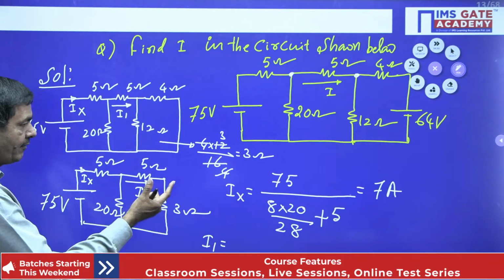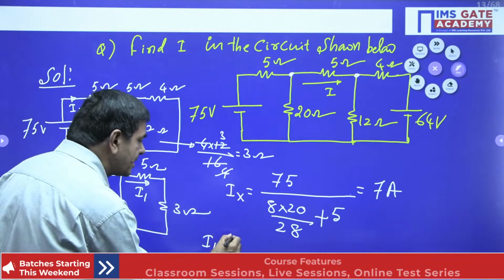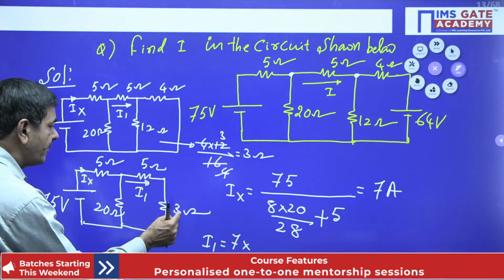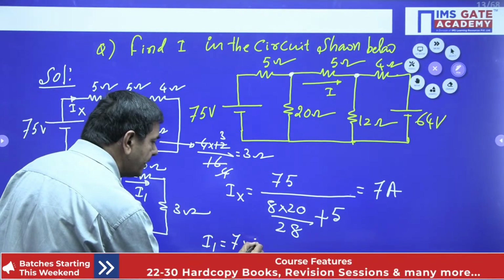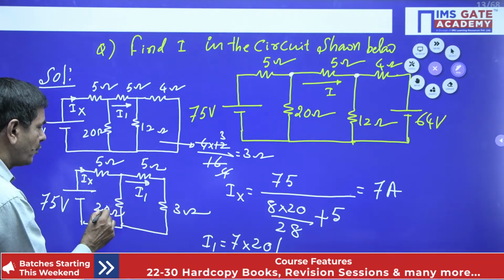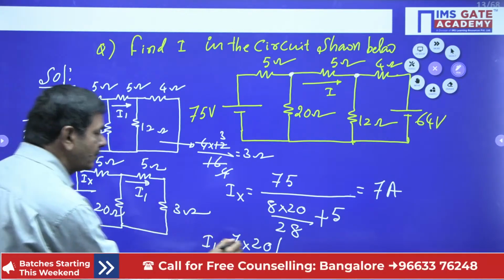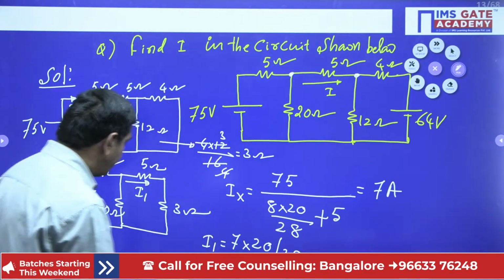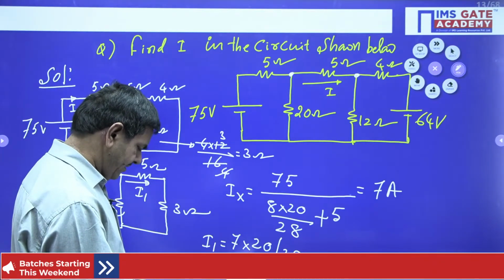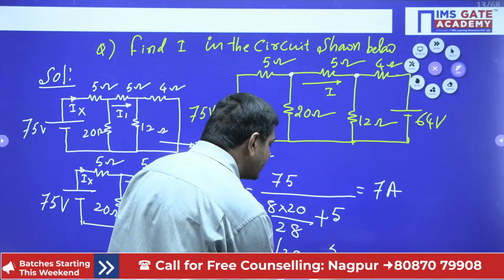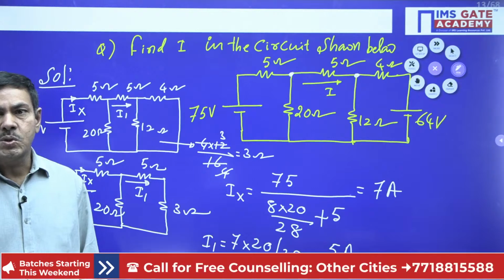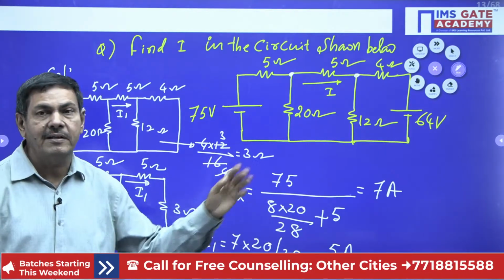According to the current divider formula, I1 equals Ix, 7 amperes, into the opposite resistance over the summation of all the resistors. Opposite to this 5 plus 3 is 20 ohms here. So 20 by 20 plus 5 plus 3, 8, 28. Finally, the I1 value will be 5 amperes. This current comes as 5 amperes, from the source of this 75 volts.